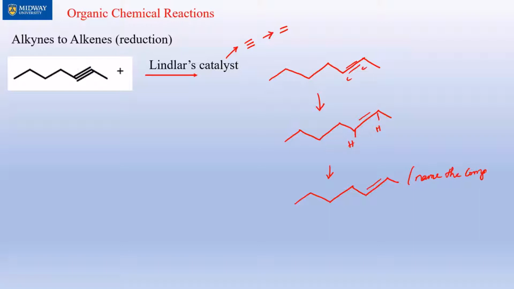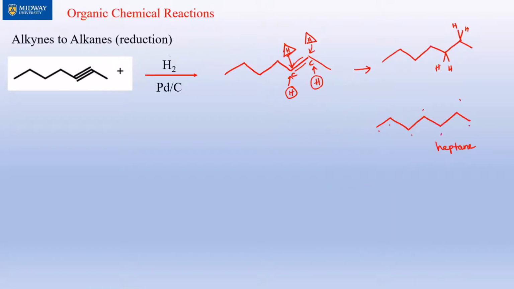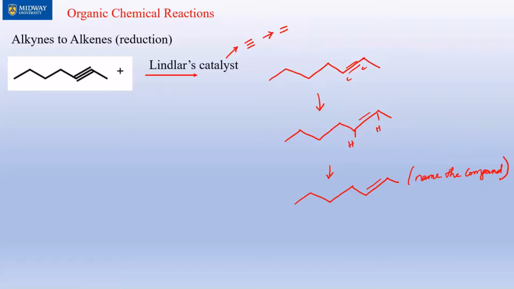So if you don't want to go all the way from an alkyne to an alkane, you use Lindlar's catalyst, which only takes you from a triple to a double bond. Whereas if you want to go from an alkyne all the way to an alkane, then you use hydrogen, palladium, and carbon. All right. So those are the 2 types of reductions I want to show you with respect to alkynes. All right. So stay tuned.